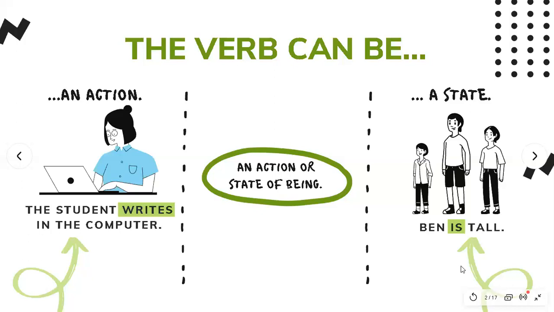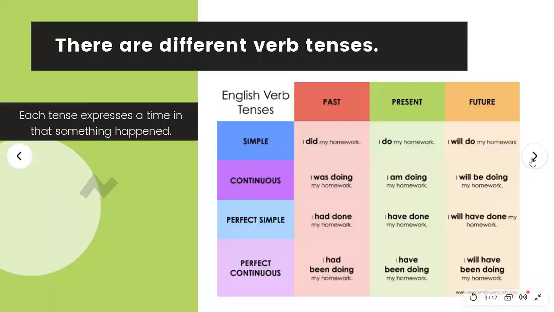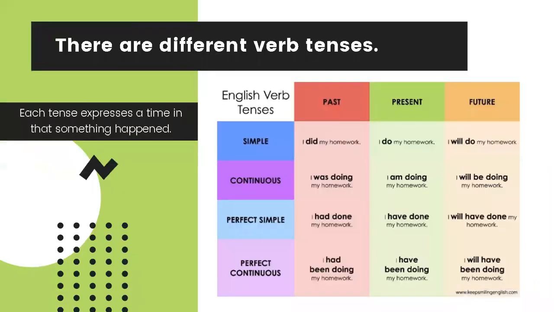En este caso el verbo no es una acción, pero es un estado. Está describiendo a alguien o a algo. Okay? And so verbs have different tenses. Each tense expresses a time in which the action happened. So we have the past, the present, and the future, and we have past simple, present simple, future simple, past continuous, and so on. Okay?